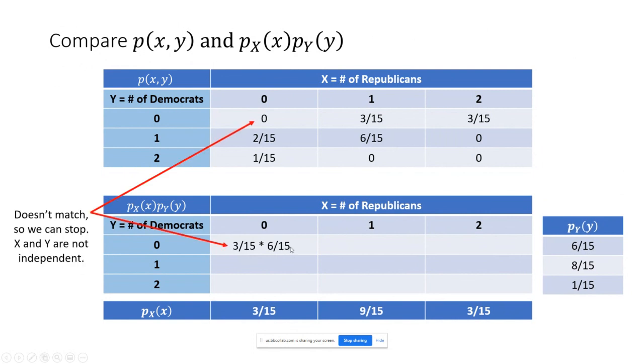And right away, we see that that's not equal to the actual joint probability that X equals 0 and Y equals 0. So that means we can stop. We have found a value of X and Y for which the joint probability does not equal the product of the marginal probabilities. That's enough to say that these two random variables are not independent. Questions about this?